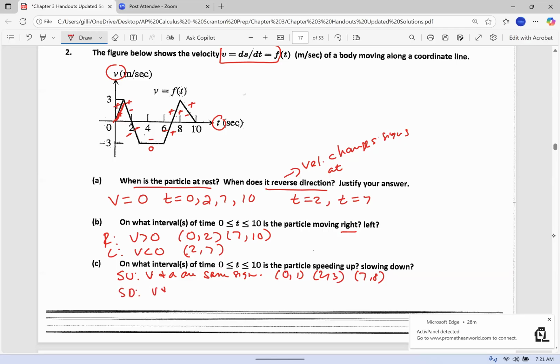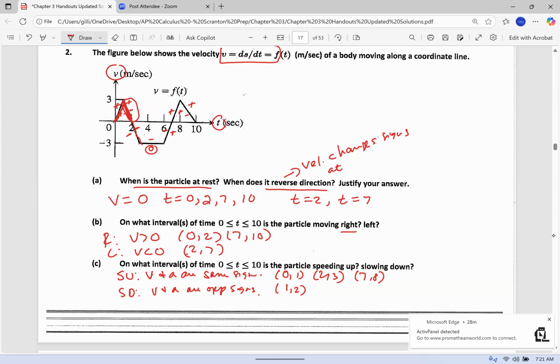The particle is slowing down when v and a are opposite signs, because we have to justify our answers. So I see from the graph that right here, v, I should have put the negative on the other side then, I guess. But v and a are opposite signs from, oh, no, not 2, but let's say 1 to 2. Because from here at 1, again, velocity is positive, but the slope is negative for acceleration, so it's slowing down there. Here, they're both negative. 0 is neutral. 0 is neither positive nor negative, so that doesn't count.